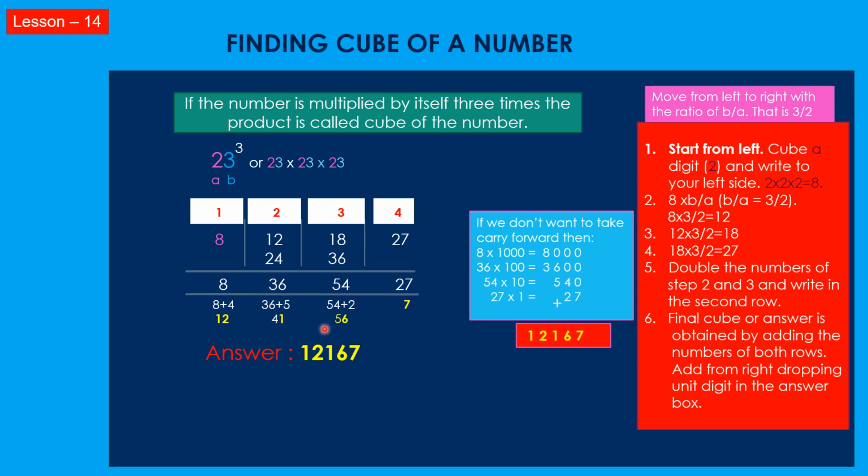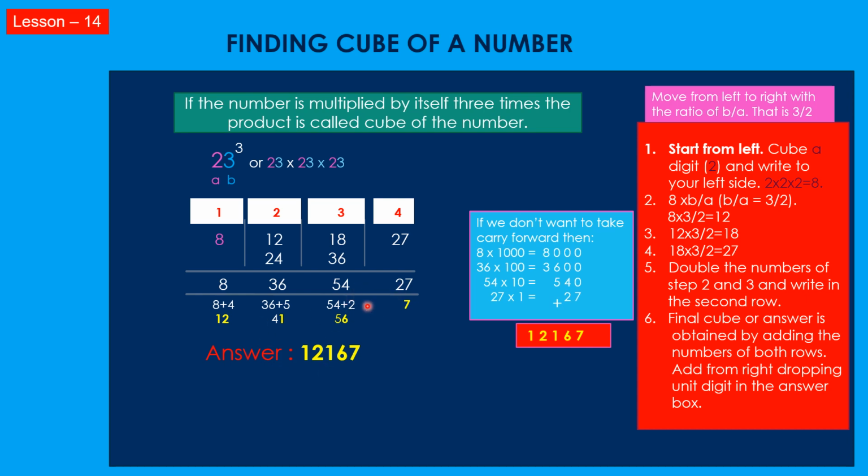So 36 plus 5 is 41. In 41, drop 1 in the answer box. 4 is carried forward to the next number 8. So 8 plus 4 is 12. Write 12 here in the answer box.